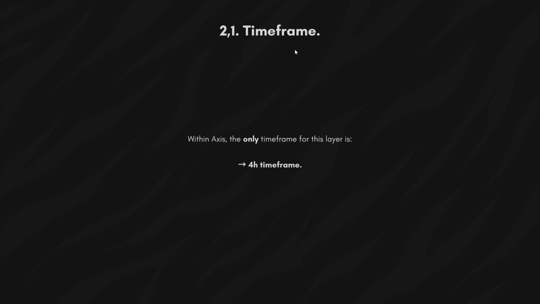So right here we've got the first component of the context layer, which is the time frame. Within the access system, the only time frame we're going to be using for this layer is the 4-hour time frame. This is also the intermediate time frame for the access framework. In my opinion, this is also the most significant time frame, because the things that we're going to be doing on this time frame are much more significant than just knowing the directional bias for the day.